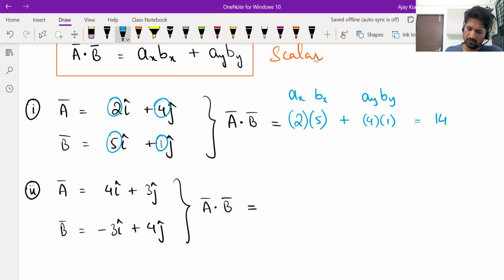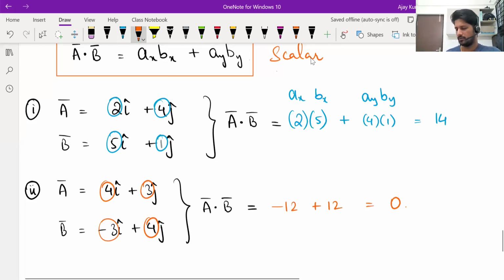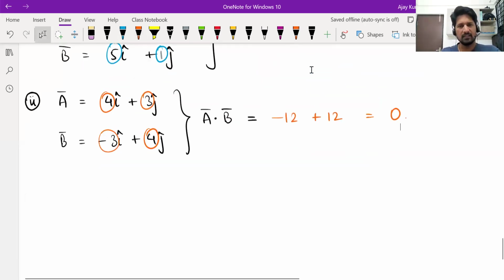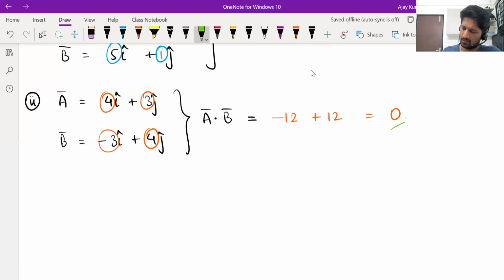Second case, ax, bx. 4 into minus 3, that is minus 12. Plus ay, by, 3 into 4 is plus 12. The answer is 0. Okay. In the second case, we are finding that the dot product of two vectors is 0. When does this happen? Or what does this mean?